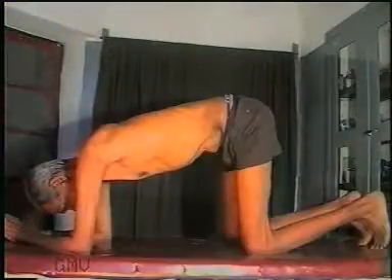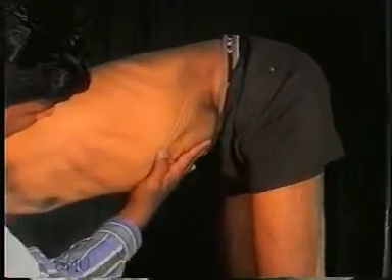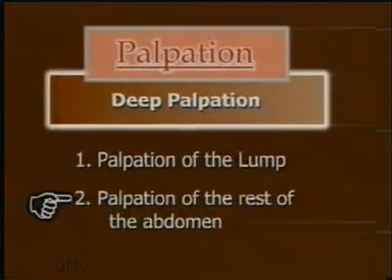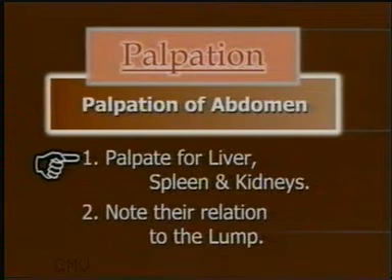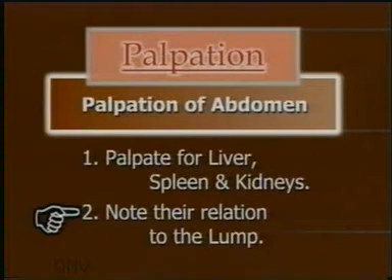If in doubt, place the patient in knee-elbow position and then feel for the pulsations. Transmitted pulsations will disappear as the swelling will fall away from the aorta, but an aneurysm will continue to pulsate. Note the pulsations felt in knee-elbow position in this case of aneurysm of abdominal aorta. Now we proceed to palpate the rest of the abdomen. Palpate for enlarged liver, spleen and kidneys, and if any of them are palpable or are located close to the lump, note their relation to the lump.